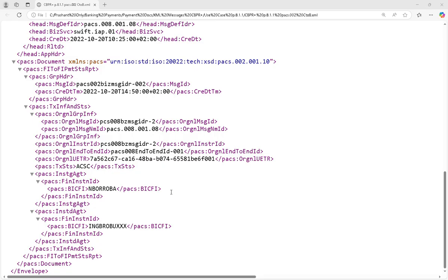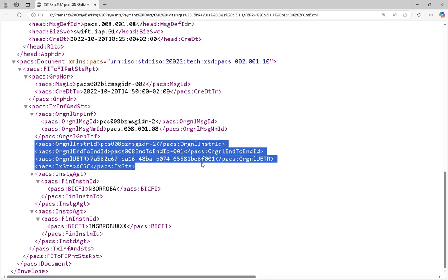Okay, the XX in CBPR plus usage guideline represent the message of the version. Okay, already we have discussed. Already we know this. Now next part is coming. So what does the original status information contain? It contains original instruction identification, original end-to-end identification, original UETR, and original transaction identification. These things we already studied a lot of times. So what is this? These are the things.